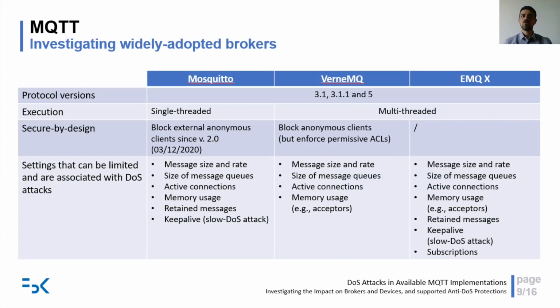We decided to adopt three widely used and assessed MQTT broker implementations: Mosquitto, VerneMQ, and EMQX. They all support MQTT versions 3.1.1 and 5, and Mosquitto is single-threaded while the others are multi-threaded. Mosquitto and VerneMQ are both secure by default, while in EMQX there is no restriction with respect to unauthenticated clients. They all support settings, typically disabled by default, that would prevent the capabilities of those attackers.